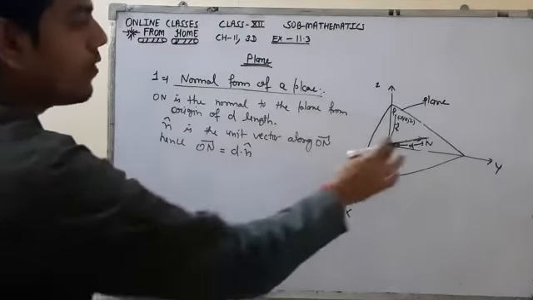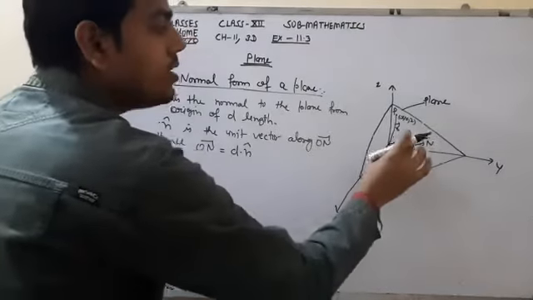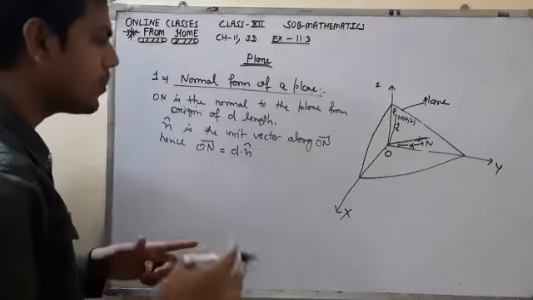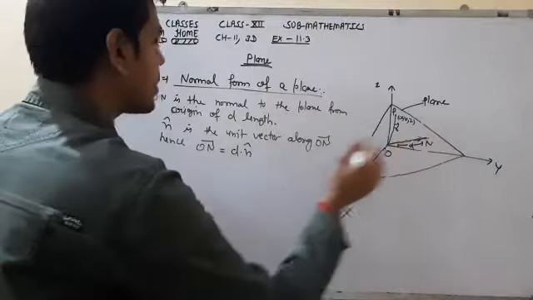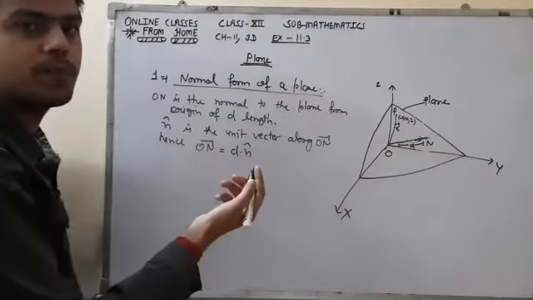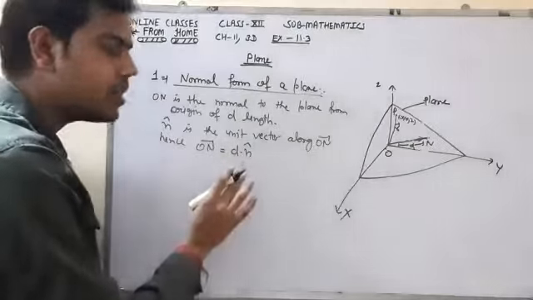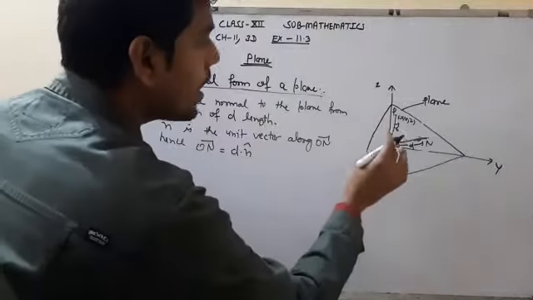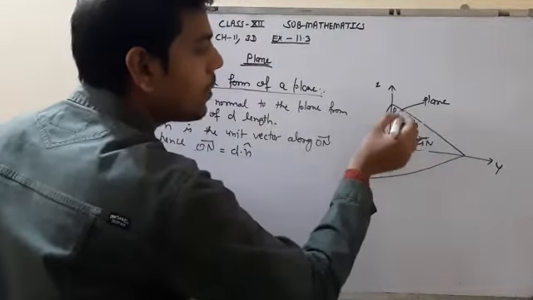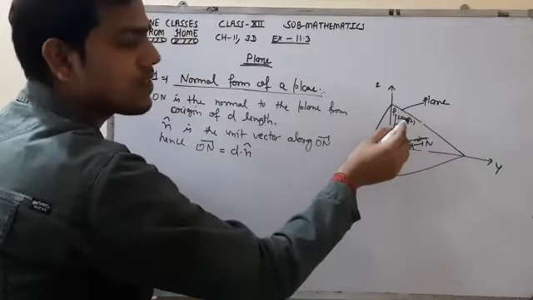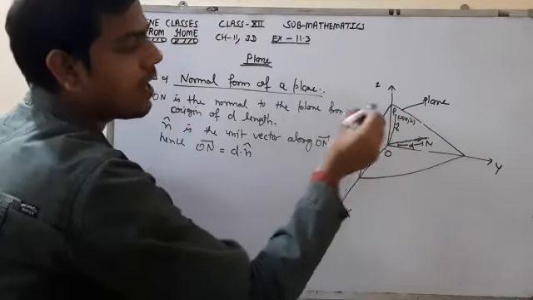So the ON vector, and the length of this normal is d unit, small d unit. And suppose along the ON vector, n cap is a unit vector. So I can say that the ON vector equals d dot n cap, isn't it? Now I have taken any random point P on the plane whose coordinates are x, y, z and the position vector is r vector.